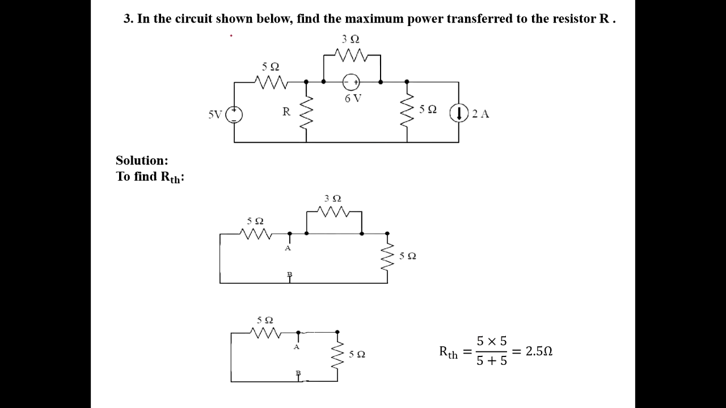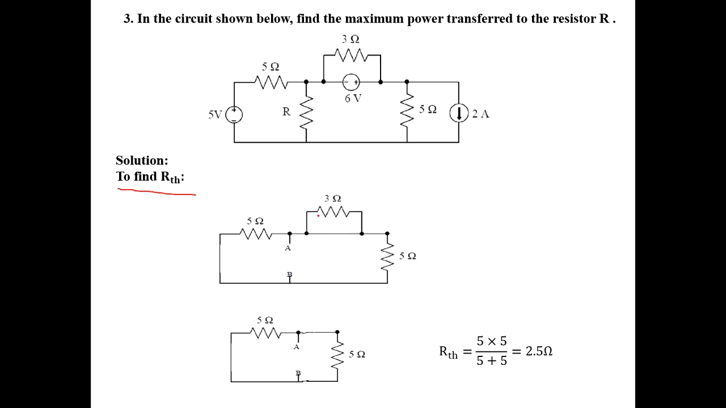Next problem: in the circuit shown below, find the maximum power transferred to the resistor R. First we have to find the R Thevenin. To find the R Thevenin, short this voltage. Next, here also we are having a voltage, just short this voltage. Next this is a current, just open this current source. So the circuit will be this one.